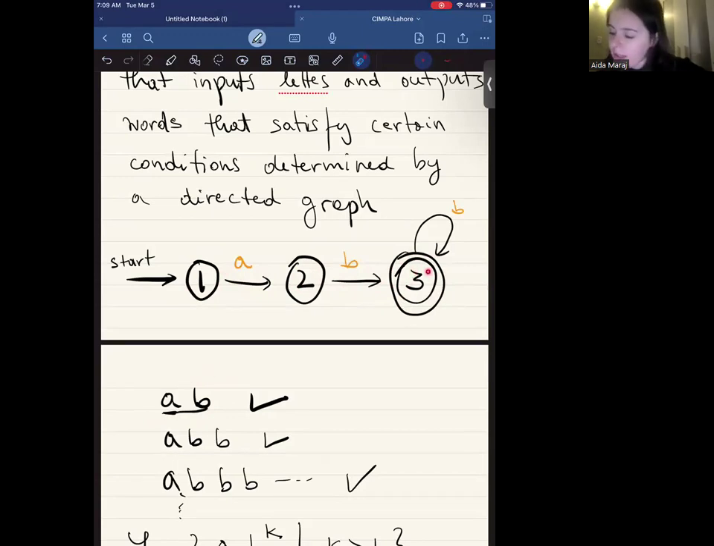But when I am in 3, I can stay here and read another loop and another loop and another loop, just to move around here. And every time I do that, I add another B and another B to my word, and I accept that word whenever I'm done. Okay, maybe you can give an example where for one automaton we have two directed graphs. You want an example of two graphs that give the same answer? Yes.